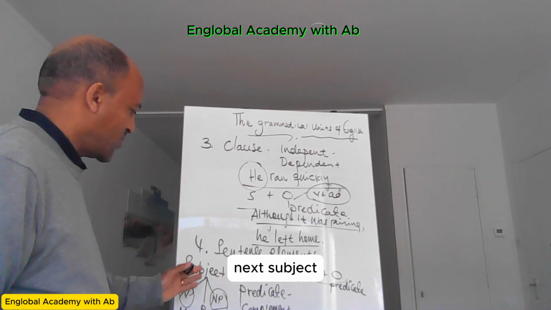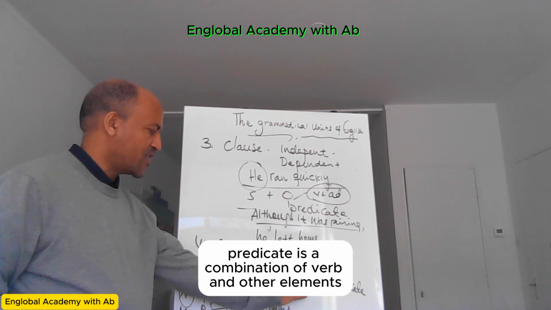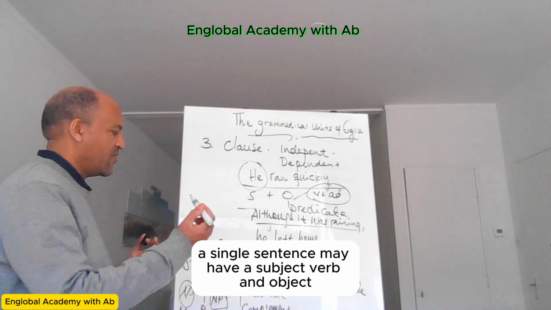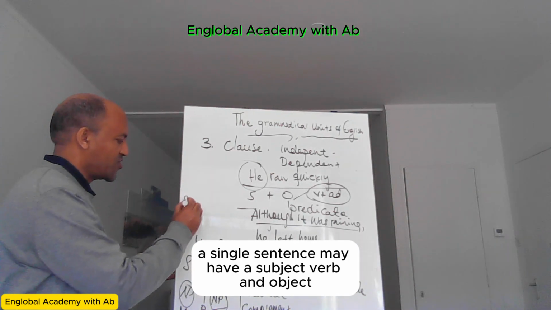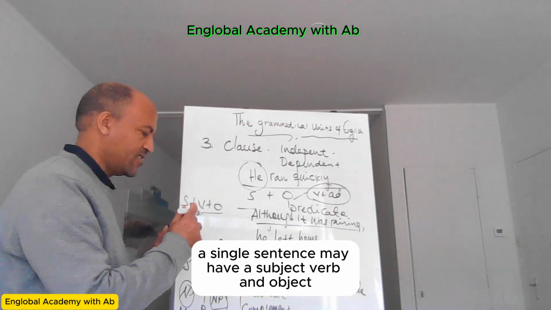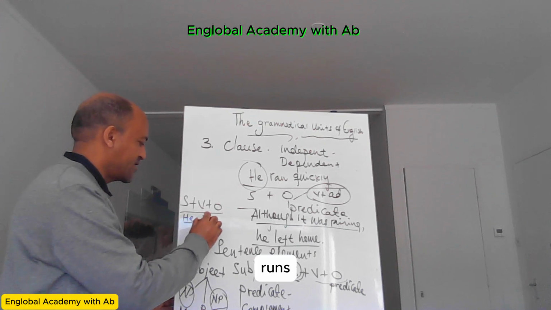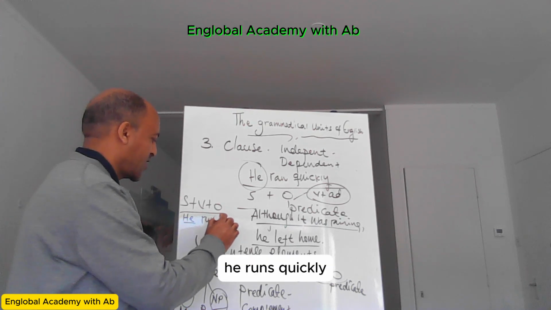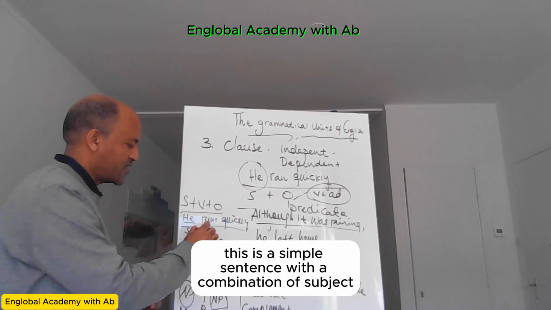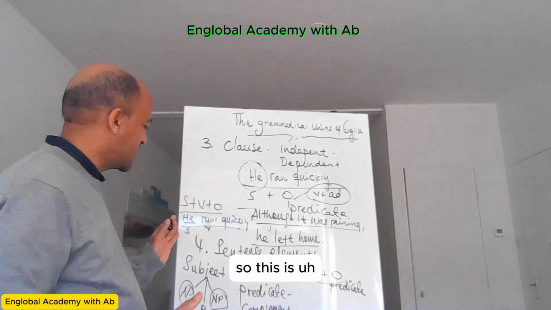Next to the subject, like I said, we can use the predicate. The predicate is a combination of verb and other elements. A single sentence may have a subject, verb, and object. If it is a single sentence, you can use, for example, he runs quickly. This is a single sentence with a combination of subject and verb. This one is an adverb, and it doesn't require any object.